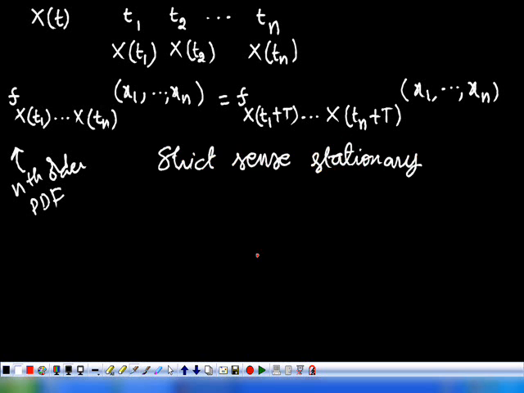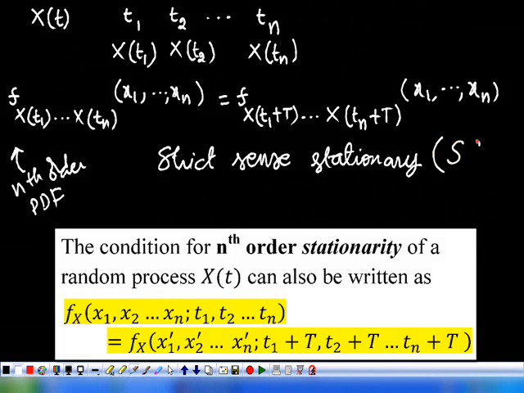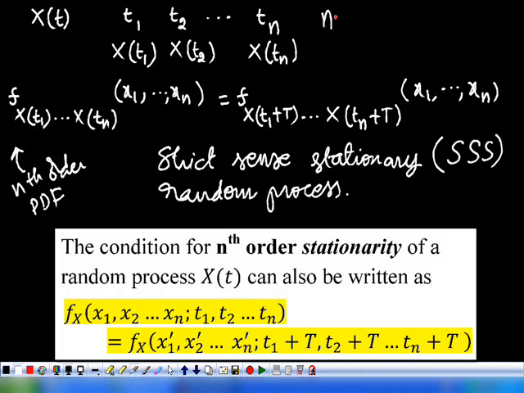See, we are discussing the stationary process. Based on the order of the density function that we consider, we have first order stationary, second order stationary and nth order stationary process. This nth order stationary random process is also called a strict sense stationary random process. So this is the nth order stationary.